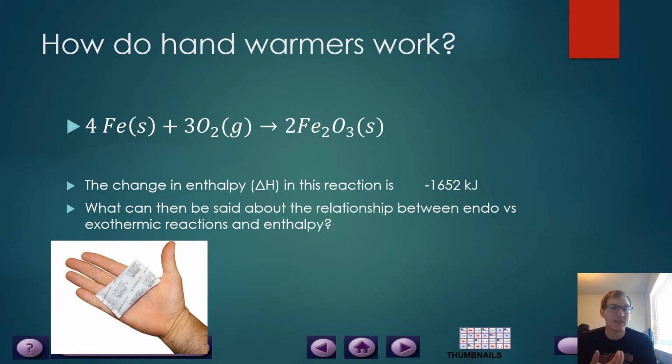So basically what's inside there is solid iron, okay? And when you take it out of the package and you shake it, you're introducing oxygen, and it reacts together. The iron reacts with the oxygen, or the O2, to create something new. And so you can see my chemical equation: iron plus oxygen equals iron oxide. This reaction gives off a lot of heat energy, which is what will warm your hands.